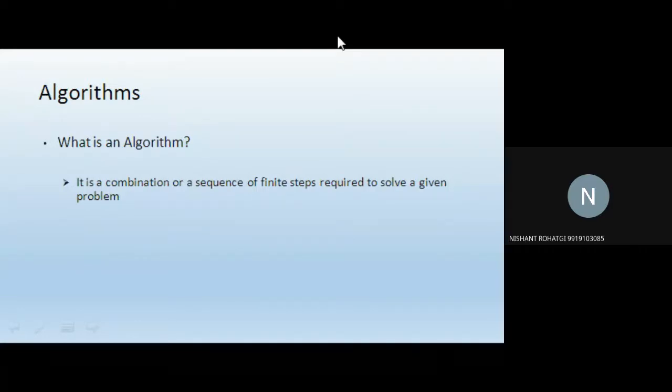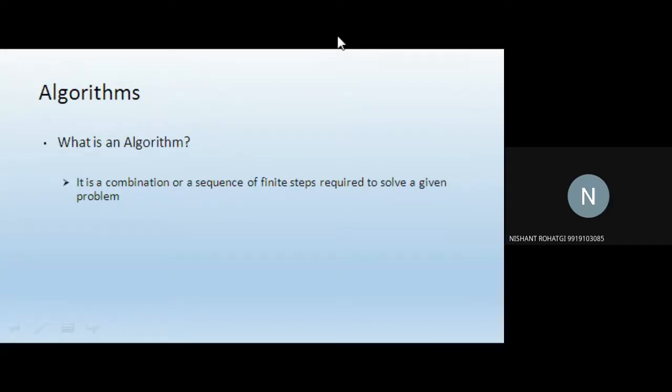An algorithm is basically a combination or a sequence of steps which are required to solve a particular problem. Or you can say it is a computational procedure that takes some value as input and produces some value or a set of values as the output. So it is basically a sequence. We say an algorithm is nothing but a recipe, isn't it?